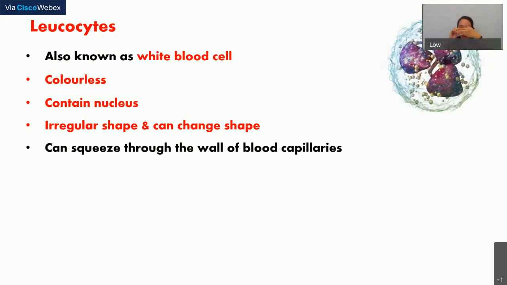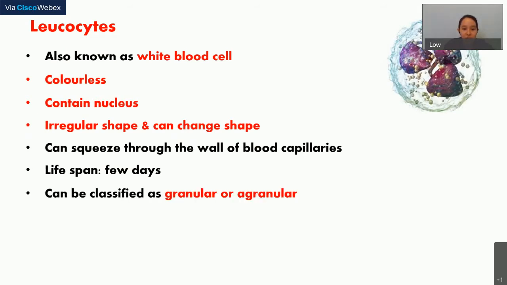It's like your blood capillaries, then they go after it. So the lifespan is only a few days compared to erythrocyte with 120 days. It can be classified as granular and or agranular. What is granular and agranular? Later we'll see. So the function for leukocyte is to fight infection. Protect our body. Very useful.